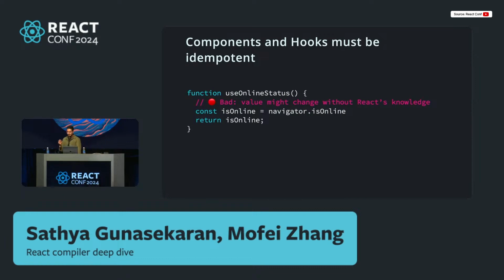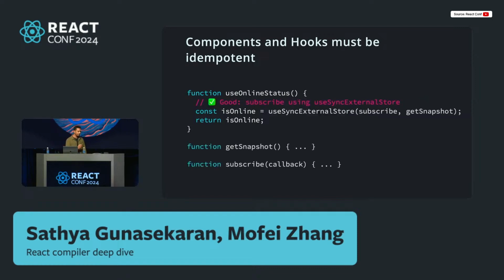Strict mode already helps you catch violations of this type of bugs. In this example, the hook isn't idempotent. The return value could change between calls without React knowing about it. Instead, you should use the useSyncExternalStore hook to let React know when the value changes, so React can re-render your component.